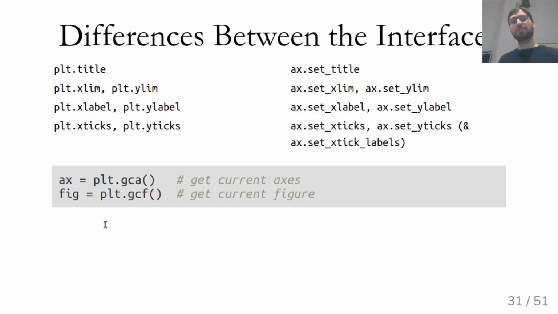Oh yeah, let's say you wrote something, but then in the end you figure out, oh, I want to change something on an axis I created earlier. You can always get the global state objects with plt.gca to get current axes, or plt.gcf to get current figure. This will give you the objects that are the current objects. And so that's also often useful.